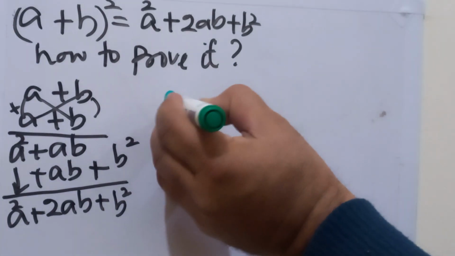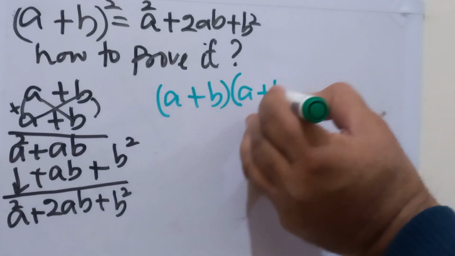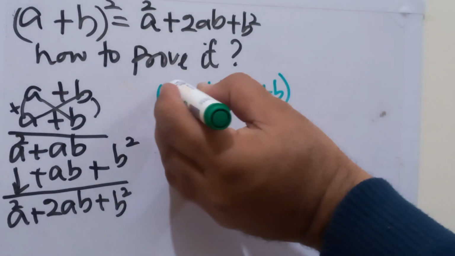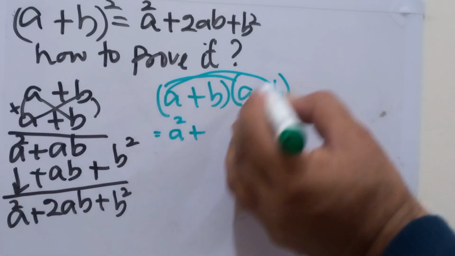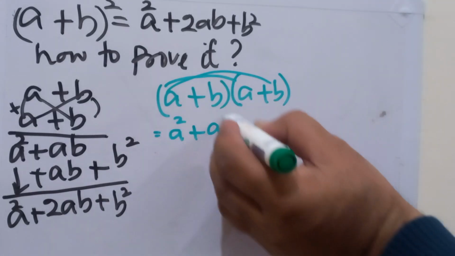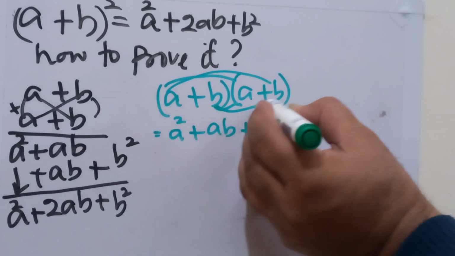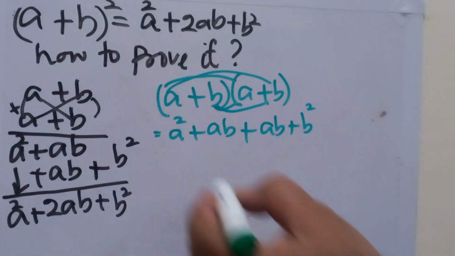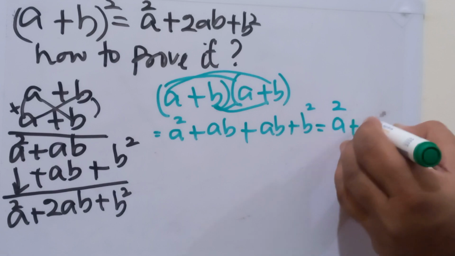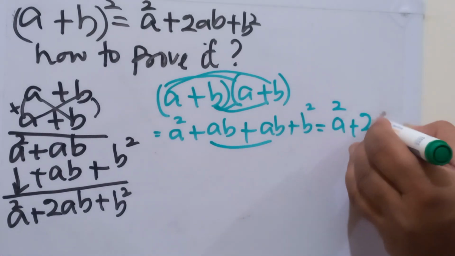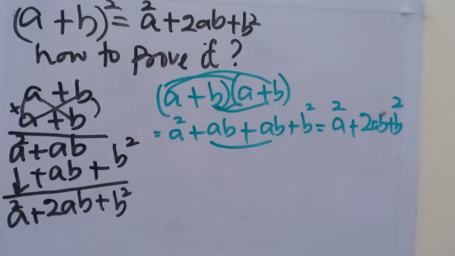The other possibility is a plus b multiplied by a plus b. A multiplied by a equals a square. A multiplied by b equals ab. Now b multiplied by a equals ab, plus b multiplied by b equals b square. Now this equals a square plus ab plus ab, plus 2ab plus b square. This is the other possibility.